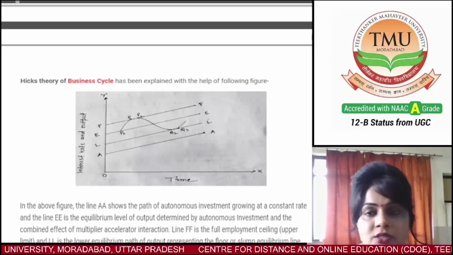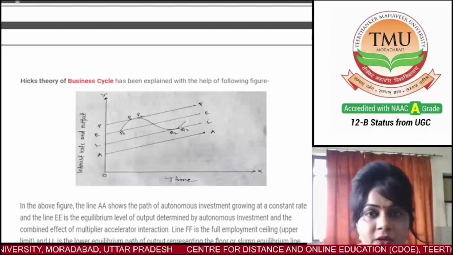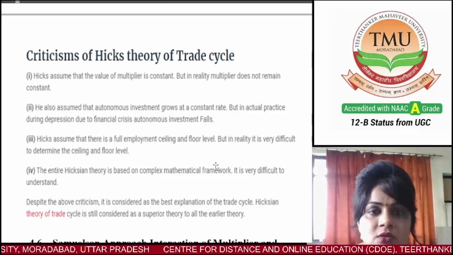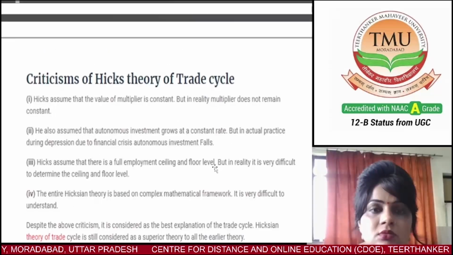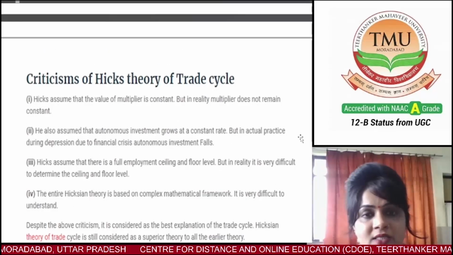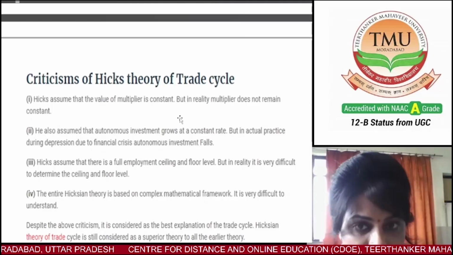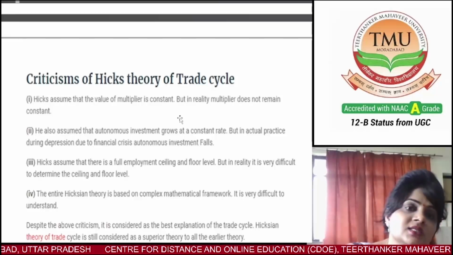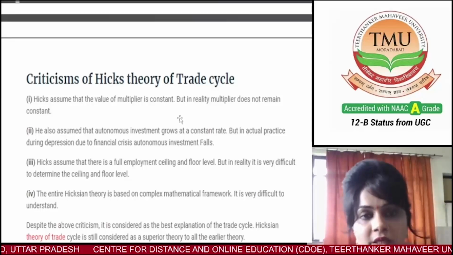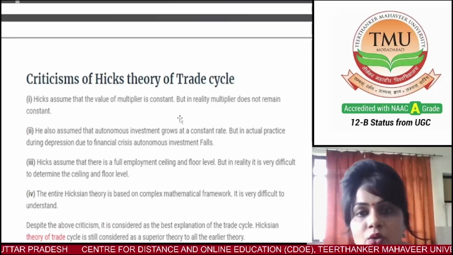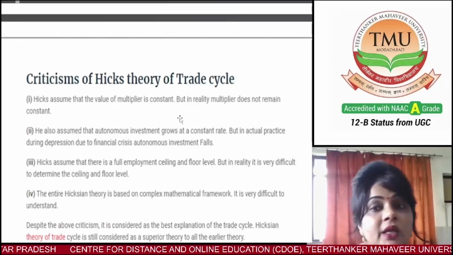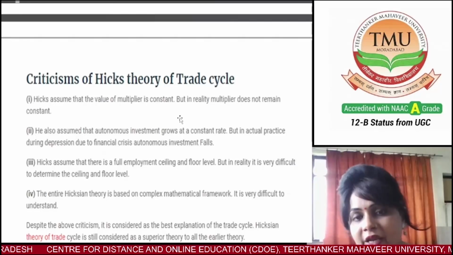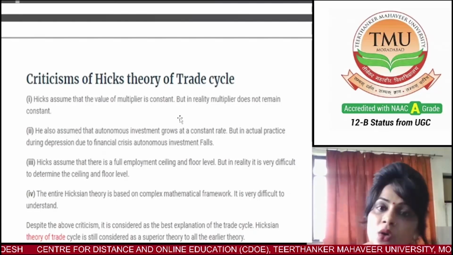Hope you well understood the concept of Hicks's theory, but there are some criticisms of Hicks's theory of the trade cycle. He assumed that the value of the multiplier is constant, but in reality the multiplier does not remain constant. He also assumed that autonomous investment grows at a constant rate, but in actual practice, during depression or financial crisis, autonomous investment also falls.